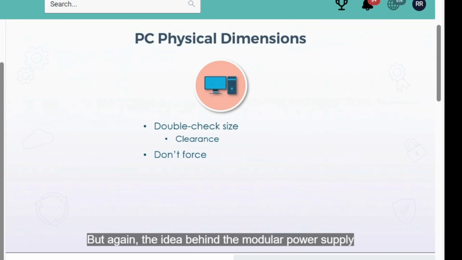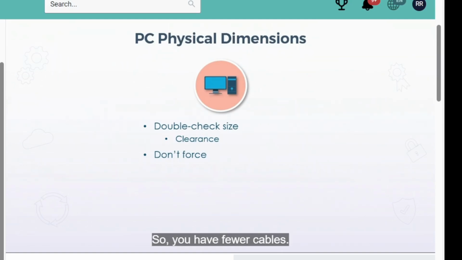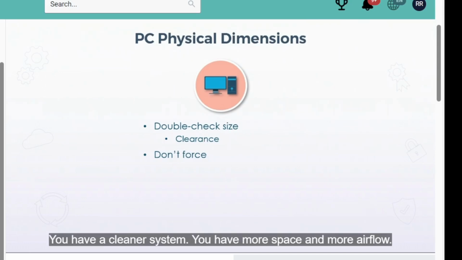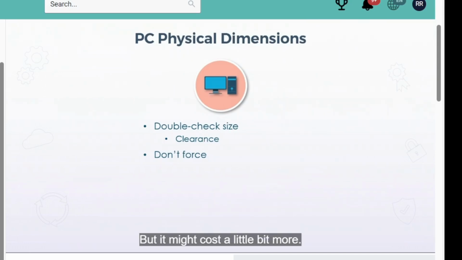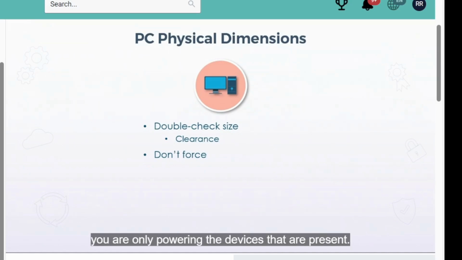But again, the idea behind the modular power supply is the fact that it allows you to connect only those devices that are required. So you have fewer cables, you have a cleaner system, you have more space and more airflow, but it might cost a little bit more. So ultimately, of course, it is your call, but it can be a more efficient power supply as well, because again, you are only powering the devices that are present.